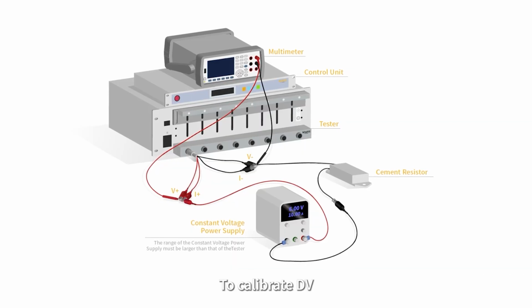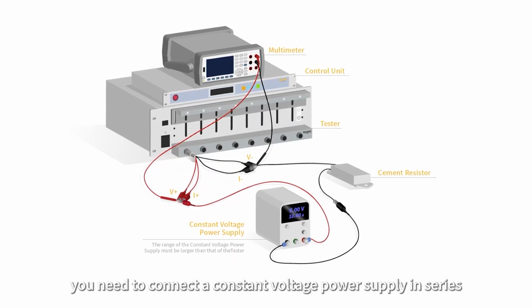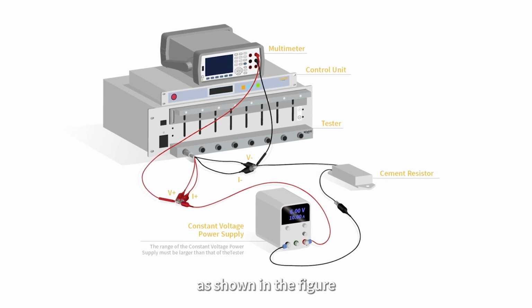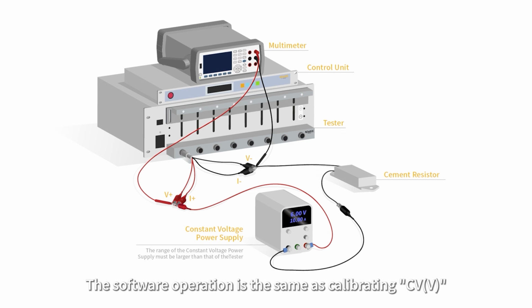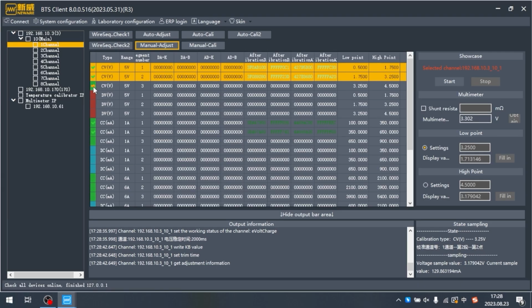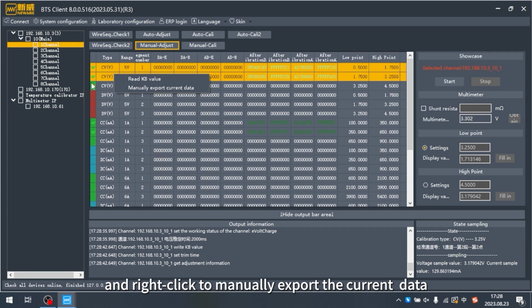To calibrate DV, you need to connect a constant voltage power supply in series, as shown in the figure. The software operation is the same as calibrating CVV. Select the completed items, and right-click to manually export the current data.